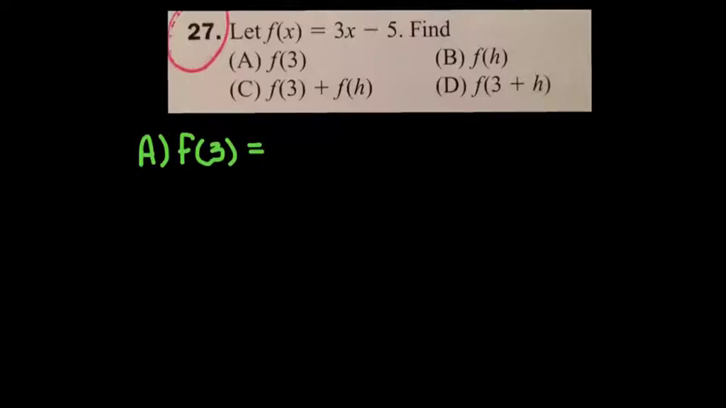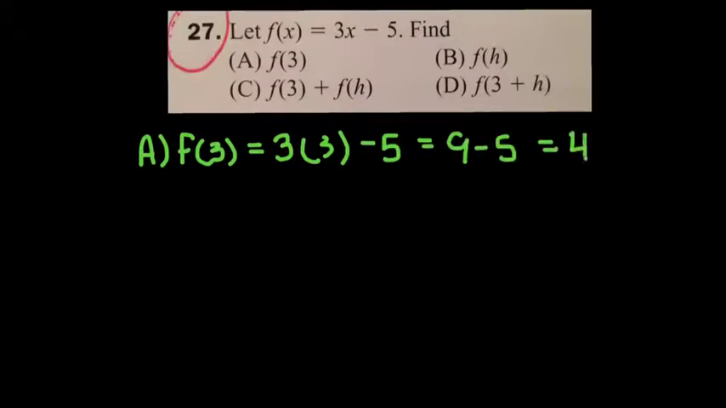I would go back to my function, which is 3x minus 5. Anywhere I see an x, I'll plug in the 3, which gives me 9 minus 5, which is 4. So that tells me that f of 3 equals 4.